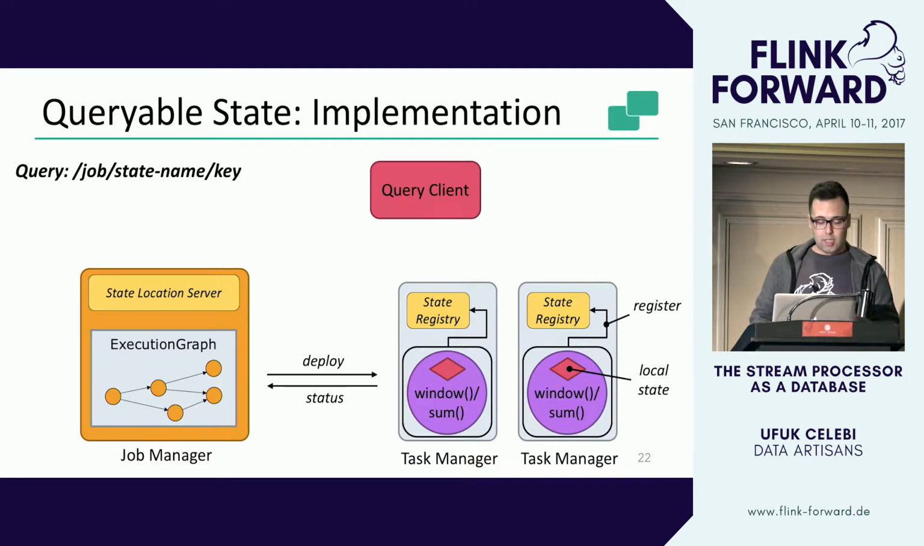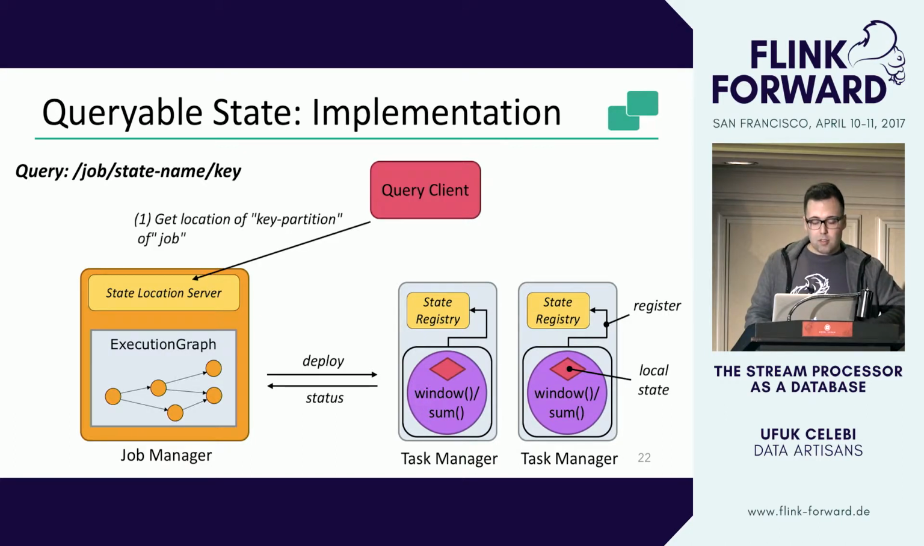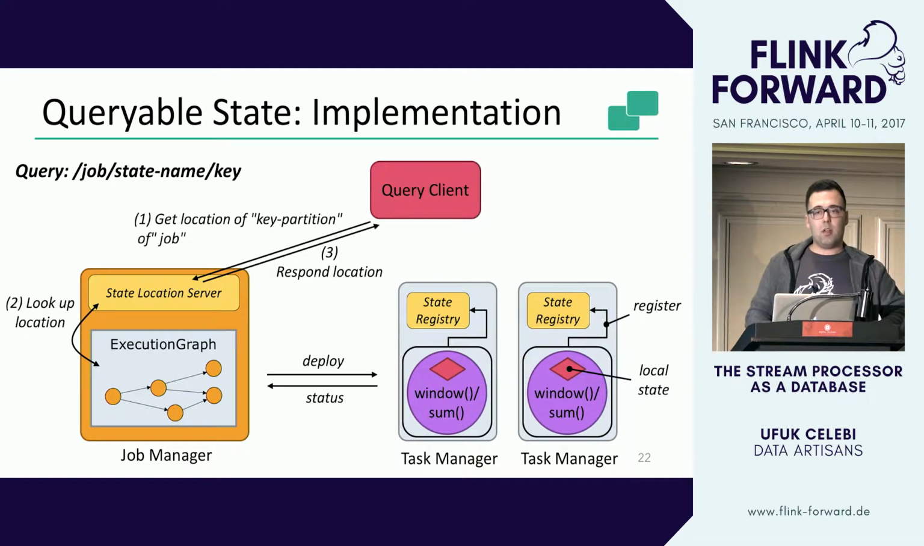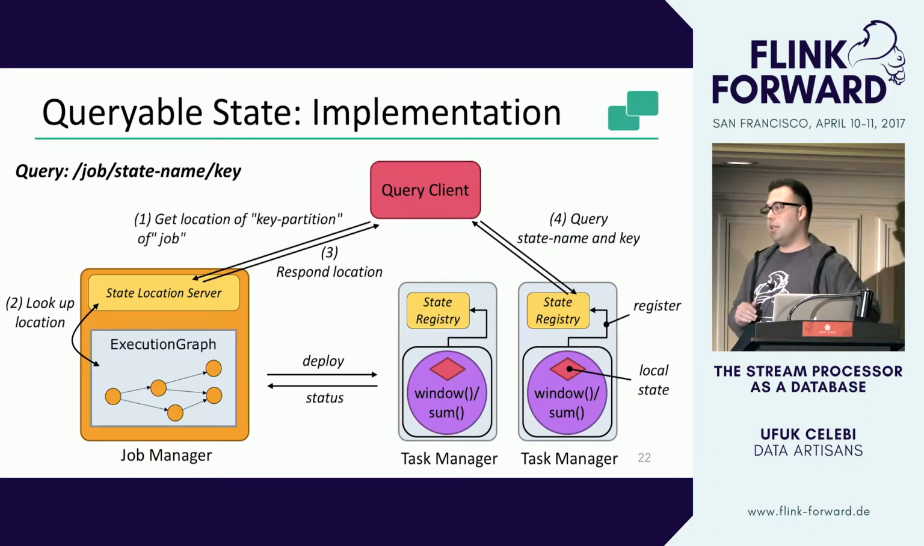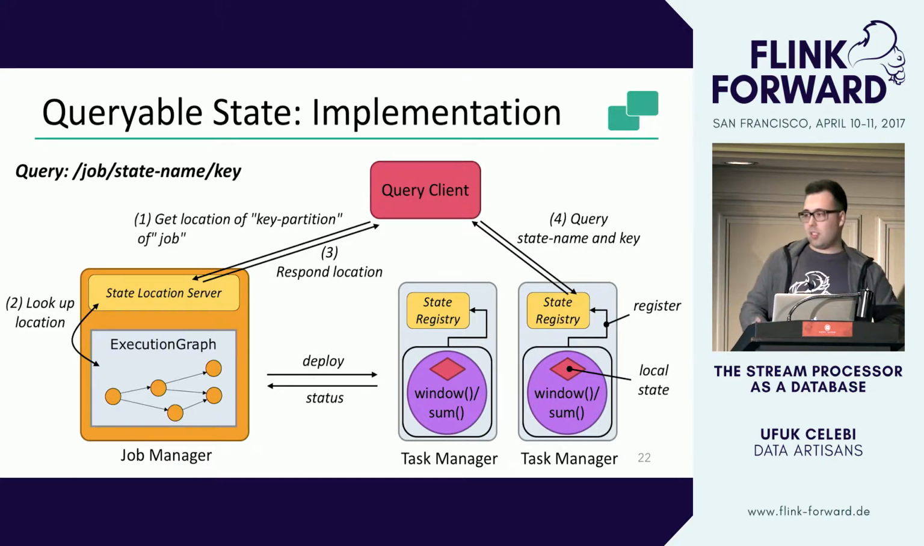So what happens is, you specify a query for a job and a state name. It will ask the job manager on the first query, where is this state actually located? The job manager will look this up and give it back to the query client, and now the query client can directly address the task managers and state. So this is actually just a very simple addition to Flink's state abstractions.